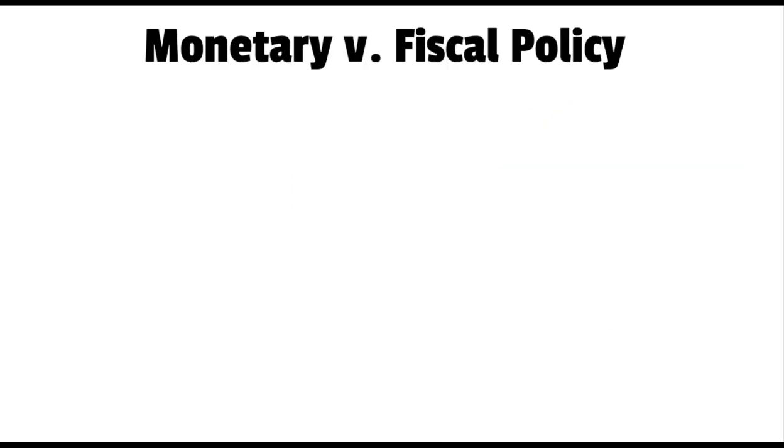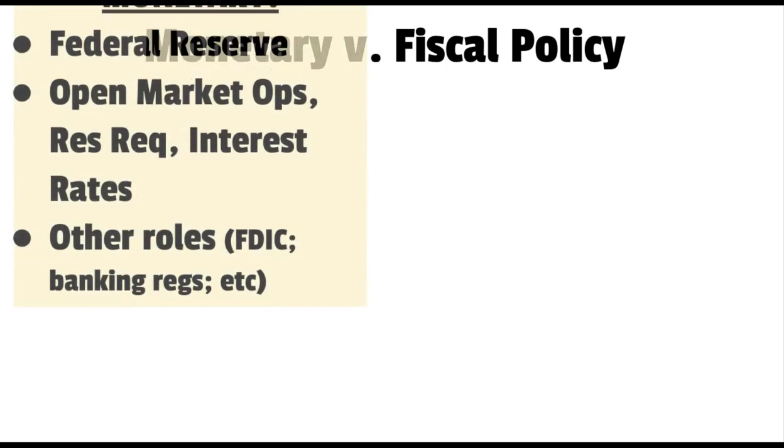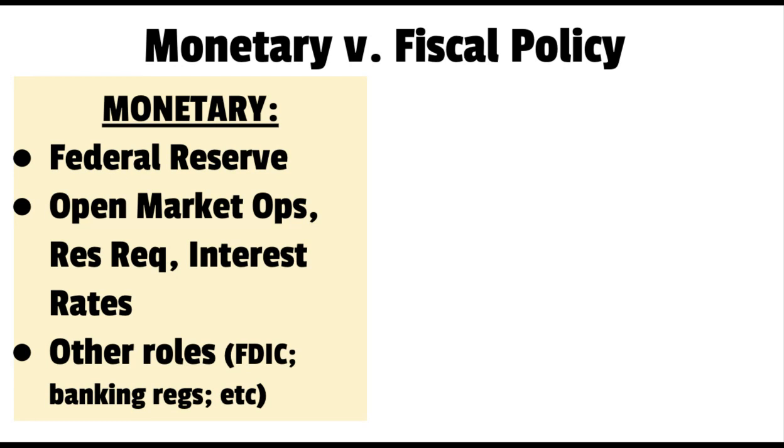To go back to what the difference is between monetary and fiscal policy, you might want to draw this little chart in your notebook, or you can just sort of go through and listen to it. It's really important that you recall the who and the what. So, with monetary policy, we know that the Federal Reserve is in charge of that. There are three tools of monetary policy. There's open market operations, which is the buying and selling of bonds, the reserve requirement, which is the percentage of total reserves that banks have to keep in their vaults and they're not allowed to loan out. And then we have interest rates.